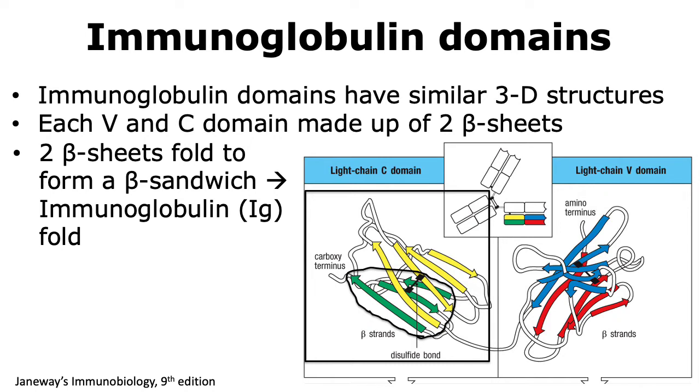These fold with each other to form the beta sandwich and are kept intact through a disulfide bond. And this folded structure is called the immunoglobulin fold. And the similar immunoglobulin fold can also be seen in the light chain's variable domain as well as in the heavy chain's V as well as C domains.